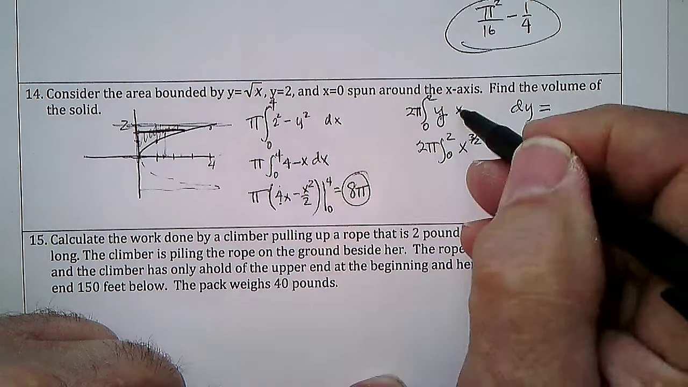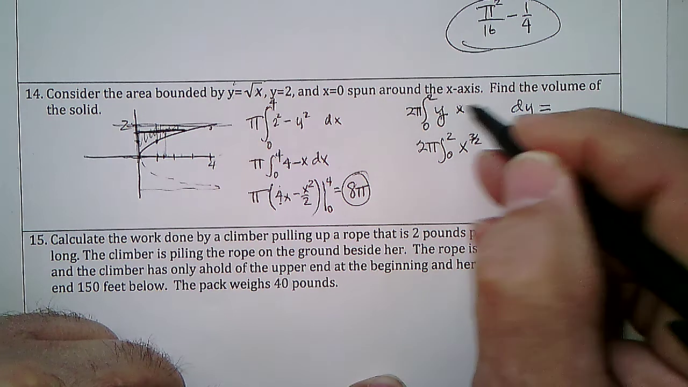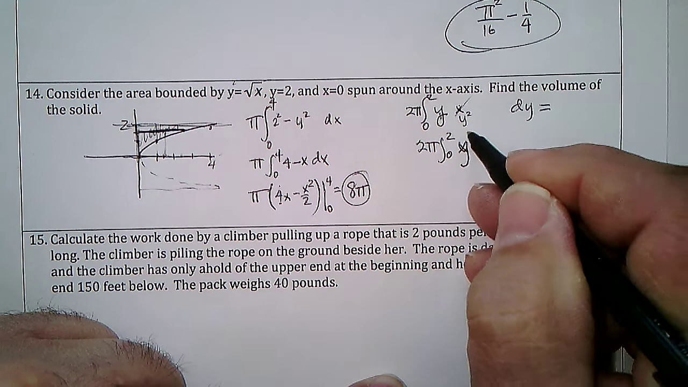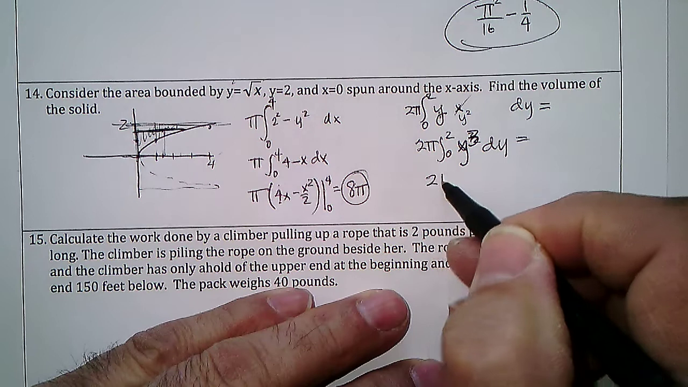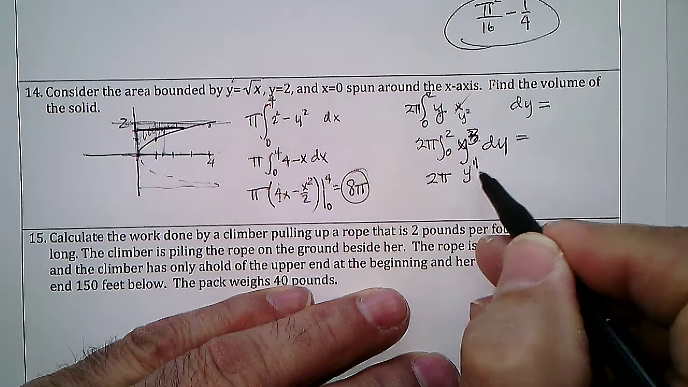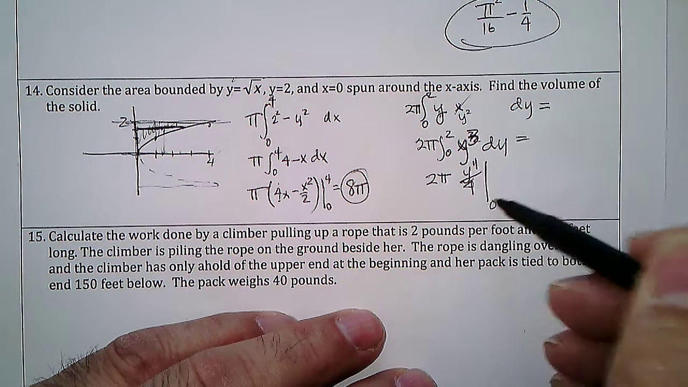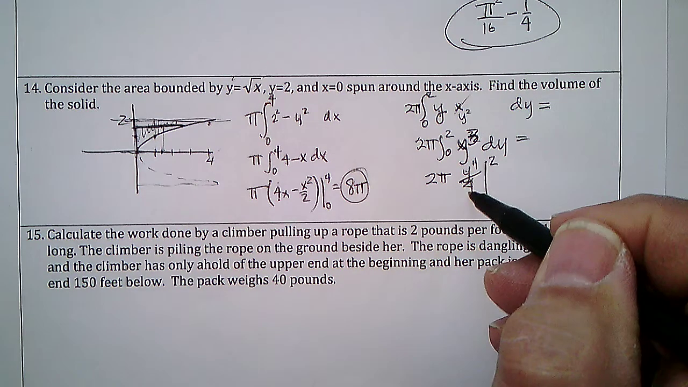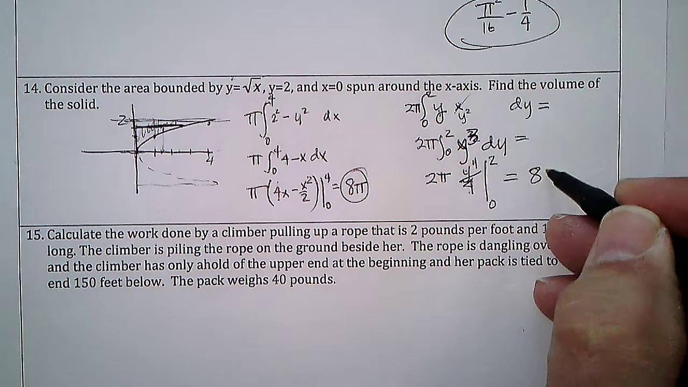This would be x is y squared. I have to square both sides. So I want to do this as x turns into y squared. So this would be y to the 3rd dy, which would be 2 pi. Y to the 3rd would be y to the 4th over 4, evaluated from 0 to 2. 0 is not going to give me anything. 2 is going to be 16 over 4, which is 4, times 2 pi, which is 8 pi.